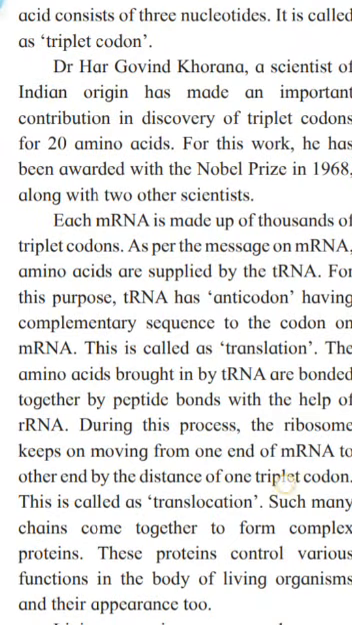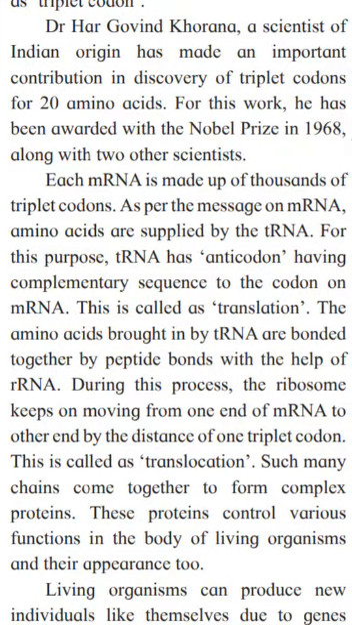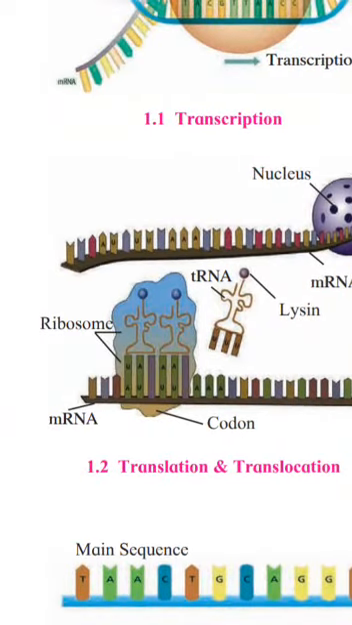Now the amino acids which are brought in by tRNA are bonded together by peptide bonds with the help of rRNA. During this process, the role of rRNA starts here. rRNA is ribosomal RNA. During this process the ribosome keeps on moving from one end of the mRNA to the other end by the distance of one triplet codon. The movement of the ribosome by the distance of one triplet codon is called translocation.